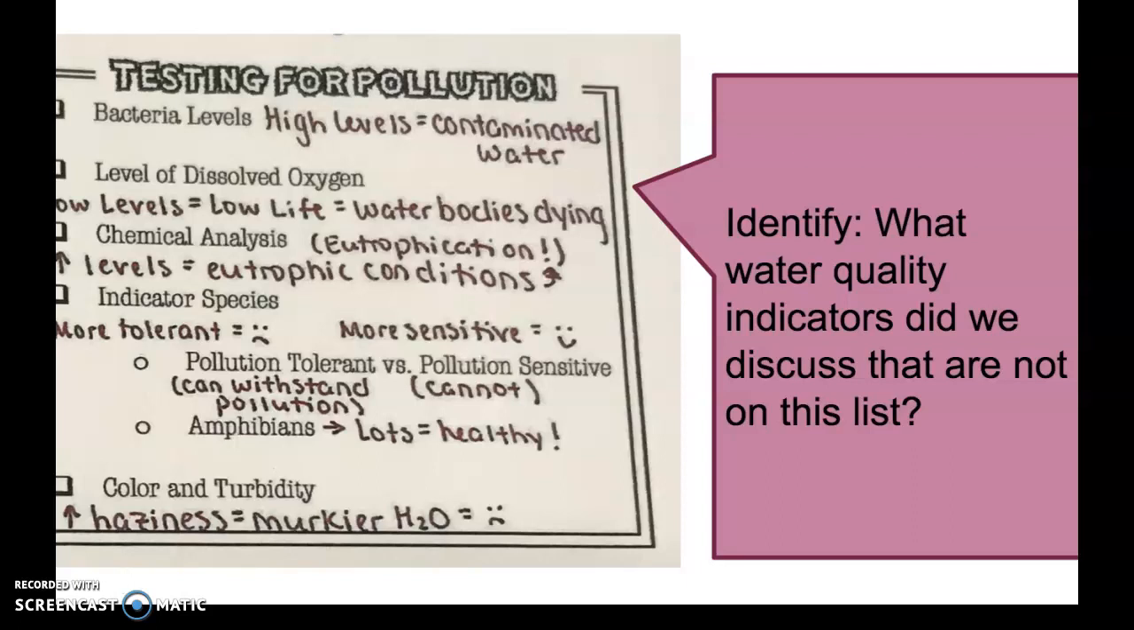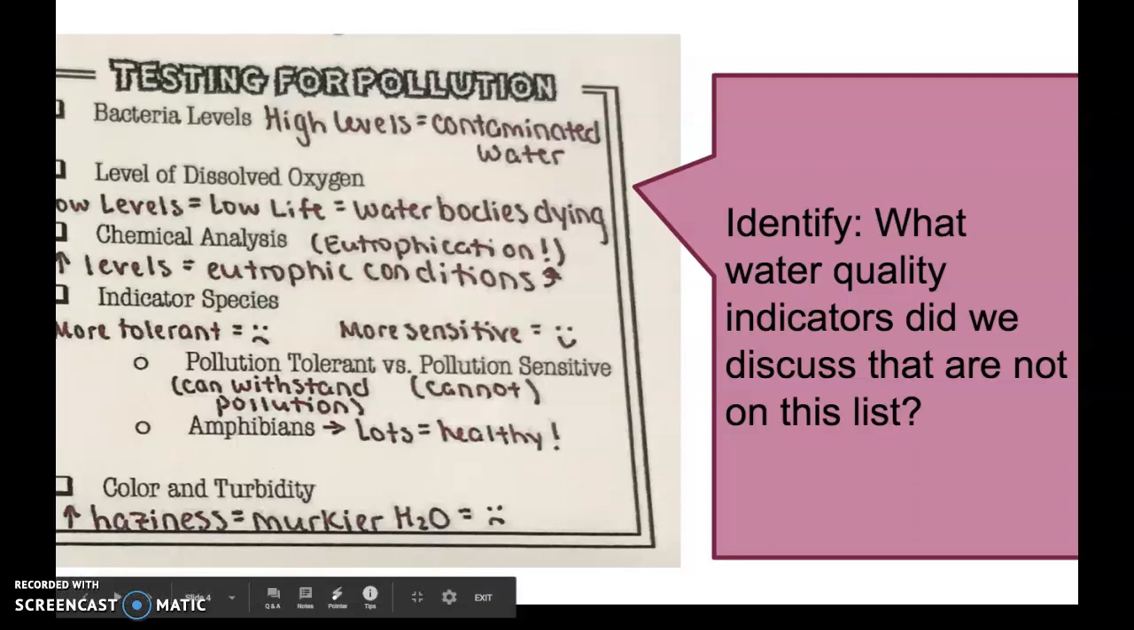And lastly, our color and turbidity. If we have any haziness, and remember we talked about turbidity, if we have a high turbidity level, we're generally going to categorize that water as being not healthy. So the hazier, the murkier, the more suspended sediments, that's bad for our water. That's not good. That means that we might not have a very healthy water sample.